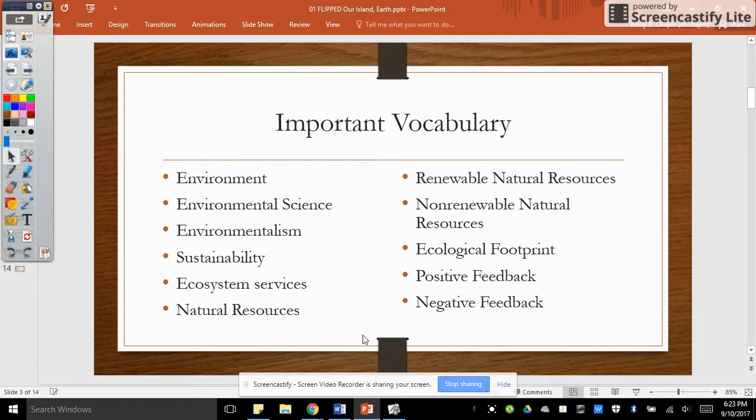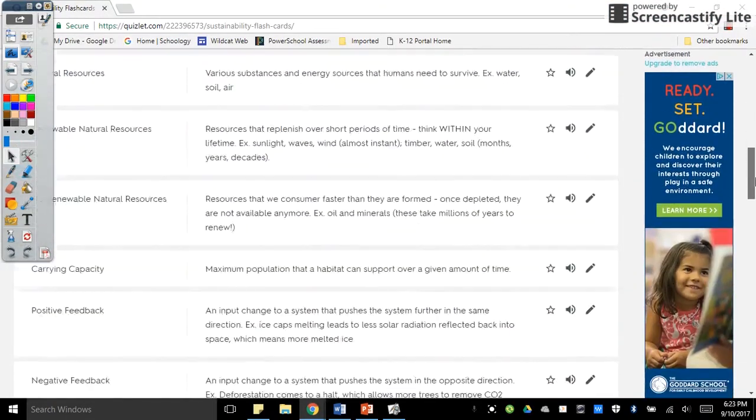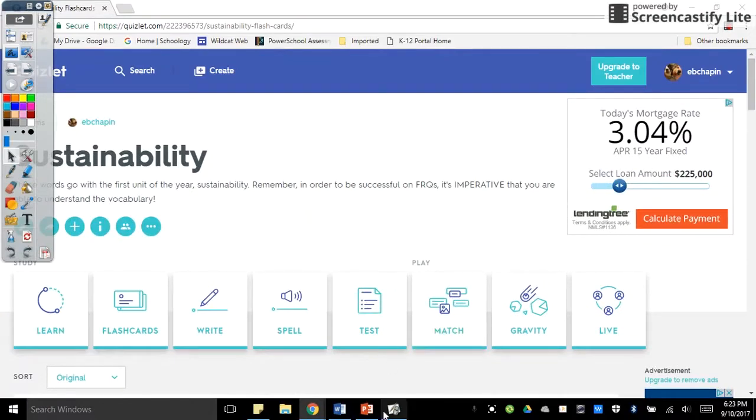So here is our important vocabulary for this specific PowerPoint. And I am going to post this Quizlet, so it will help you as well.